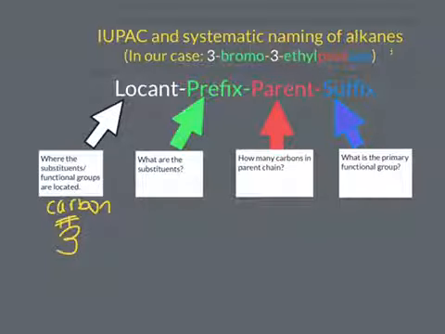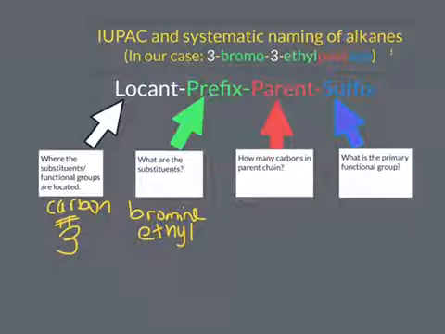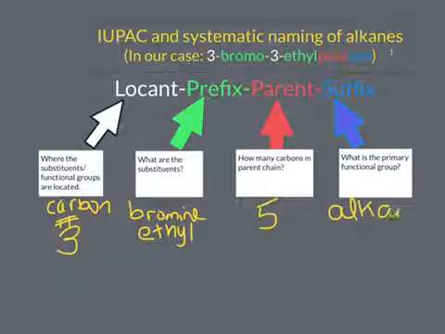What are our substituents? That's where you look at your prefixes, which are in green. So we've got bromine, and we've got an ethyl group. How many carbons are in the parent chain? Pent, that will be 5 carbons in the parent chain. And what is the primary functional group? Ane, we will have all single bonds, so we will be drawing an alkane.